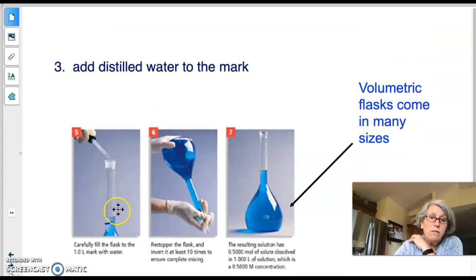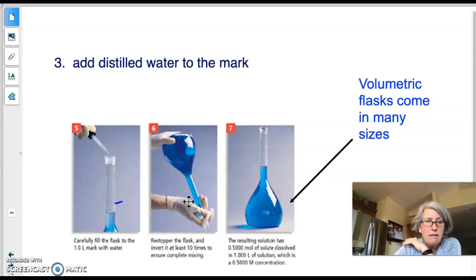And then what you would do is that there's a specific little marking here, right here is the mark, that you just keep adding water till you get to that mark. And then you would have precisely, in this case, this is a 1 liter volumetric flask, you would precisely have 1 liter. Now these volumetric flasks can come in a liter, they can be 500 milliliters, you could have 100 milliliters, you can even have little tiny 10 milliliter ones, so they come in various sizes.